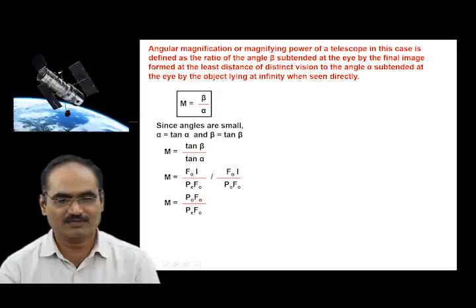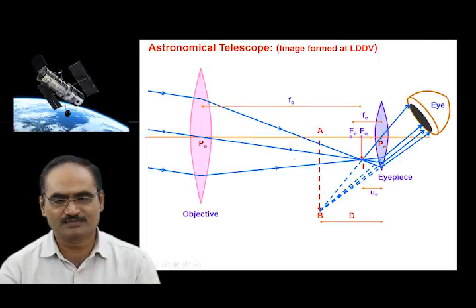Then for magnification, we can see that f naught I gets cancelled. Then what remains is p naught f naught by this one. This goes to the numerator here: p naught f naught by p f naught. Or else here we write it as p naught f naught. Where is p naught f naught? You see this. P naught f naught is this, right?